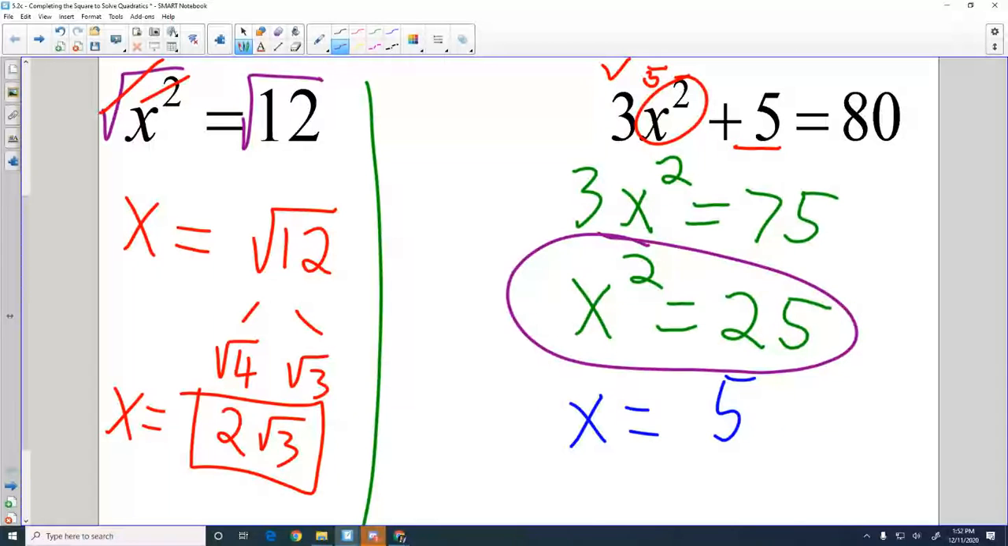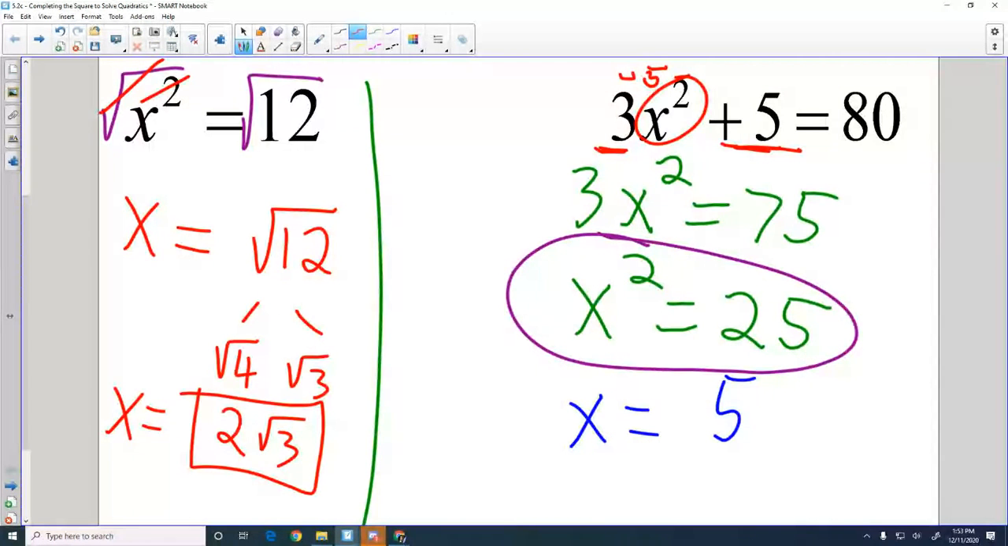How about a negative 5? Would that work, first off? If this right here were a negative 5, would we get the same answer? What's negative 5 squared? Positive 25. 25 times 3 is 75, and 75 plus 5 equals 80. So negative 5 would also work, wouldn't it? Sure would. And that's going to be true for most of these.